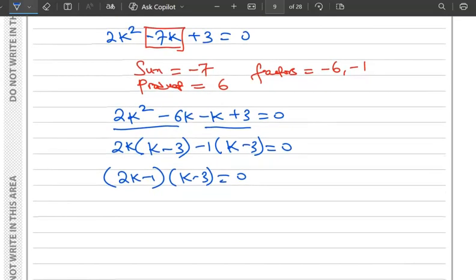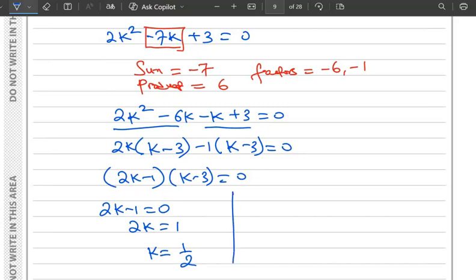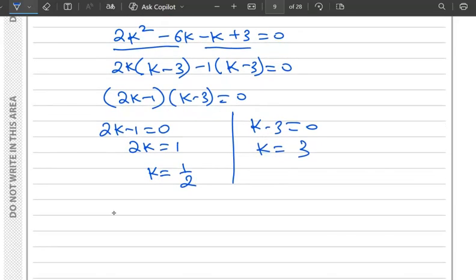Setting each bracket to 0, we'll have 2k minus 1 equals 0, and therefore 2k equals 1, and k should be equal to a half, or k minus 3 equals 0, and therefore k should be equal to 3. So we have the two values of k: k equals a half, or k equals 3 as your final solution.